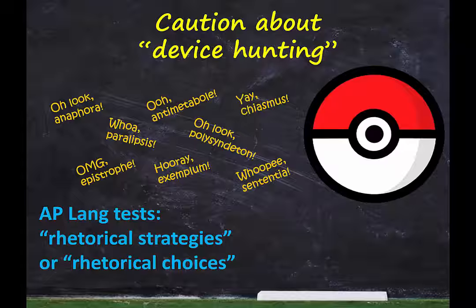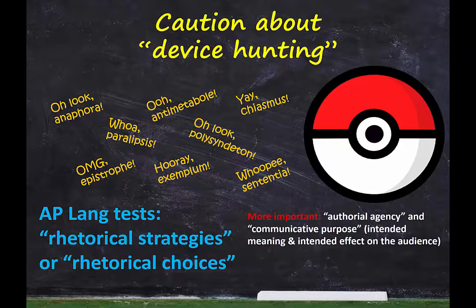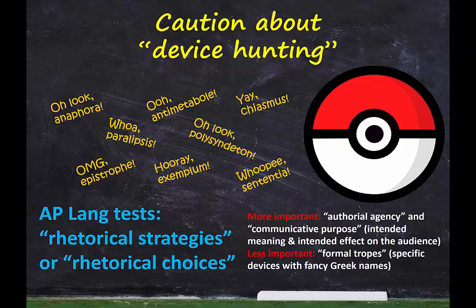In fact, go have a look at the scoring guide for question 2 on the 2015 exam. You'll find it in the blog post linked below. It reads, "This year's analysis question directed students' attention not to rhetorical devices or even rhetorical strategies, but to rhetorical choices made by Cesar Chavez. This terminology was selected to emphasize the primacy of authorial agency and communicative purpose." That means what message the author is trying to convey and the effect he hoped to have on his audience, over the implementation of formal tropes in the text.